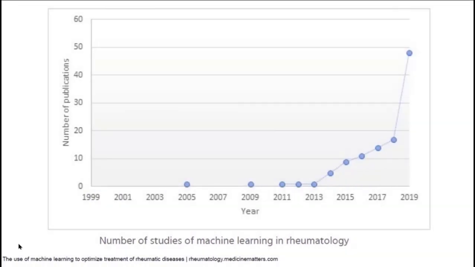In this figure, you can see the number of studies that have been done in the field of machine learning in rheumatology. As you can see, the first study was done in 2005, and the number of studies has increased to about 50 in 2019.